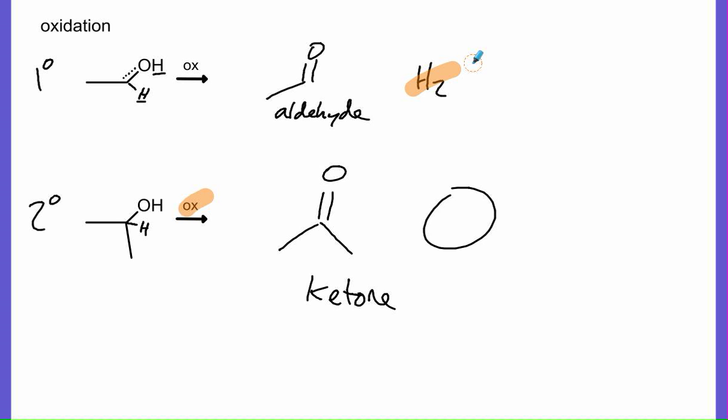And it should be pretty obvious why I can't do this with my tertiary alcohol, because A, there's no hydrogen on this middle carbon for me to remove. B, if I was to create a double bond here, I'd have too many bonds on that carbon to begin with, so it's just not possible to oxidize a tertiary alcohol. So if you have that, you're just supposed to tell me no reaction. Otherwise, if it's primary or secondary, you should be able to make that aldehyde or ketone product.